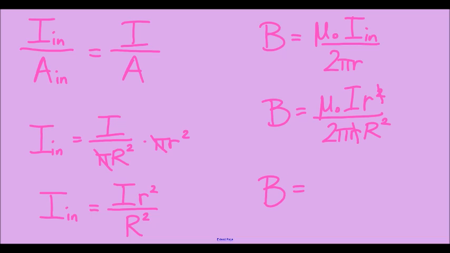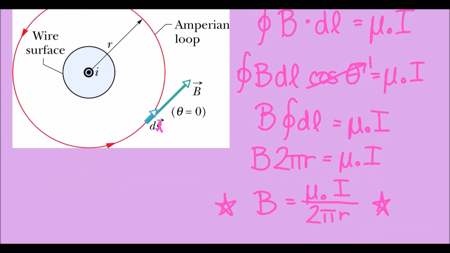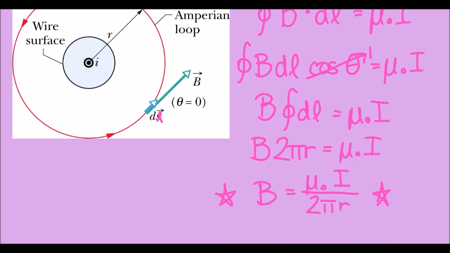And so my final expression for magnetic field is mu naught I times the radius of my Amperian loop divided by 2 pi times the radius of the wire squared. If you look at this expression, as little r approaches big R, this expression approaches our expression that we had for the magnetic field outside of a wire, which is good. That means it's a continuous function here.